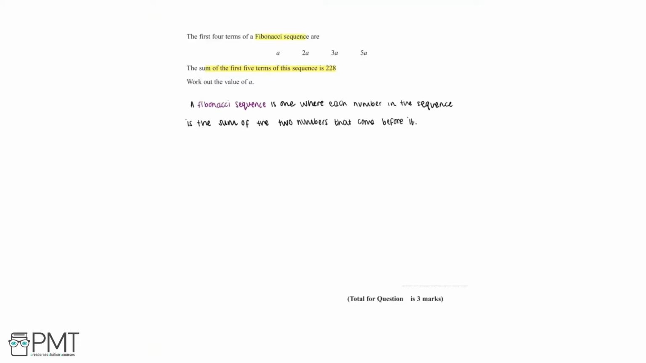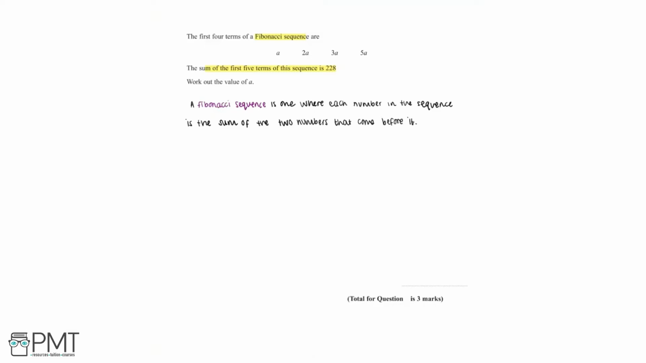Now a Fibonacci sequence is one where each number in the sequence is the sum of the two numbers that came before it. For example, if we see the third term, we can see that it's the sum of the first term and the second term, because a plus 2a is equal to 3a. And if we look at the fourth term, we can see that it's the sum of the two numbers before it, because 2a plus 3a is equal to 5a.